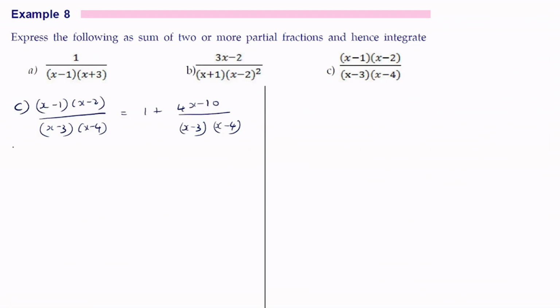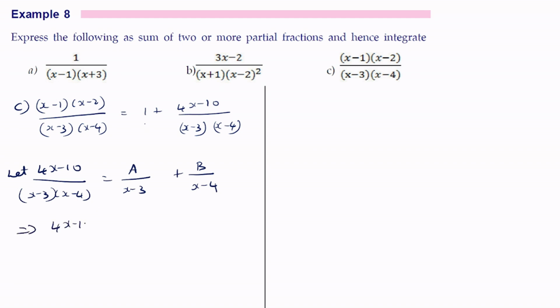So let me continue here. We got (x minus 1)(x minus 2) upon (x minus 3)(x minus 4) as 1 plus (4x minus 10) upon (x minus 3)(x minus 4). So for this, let us find the partial fraction decomposition. Let (4x minus 10) upon (x minus 3)(x minus 4) equal to A by x minus 3 plus B by x minus 4.